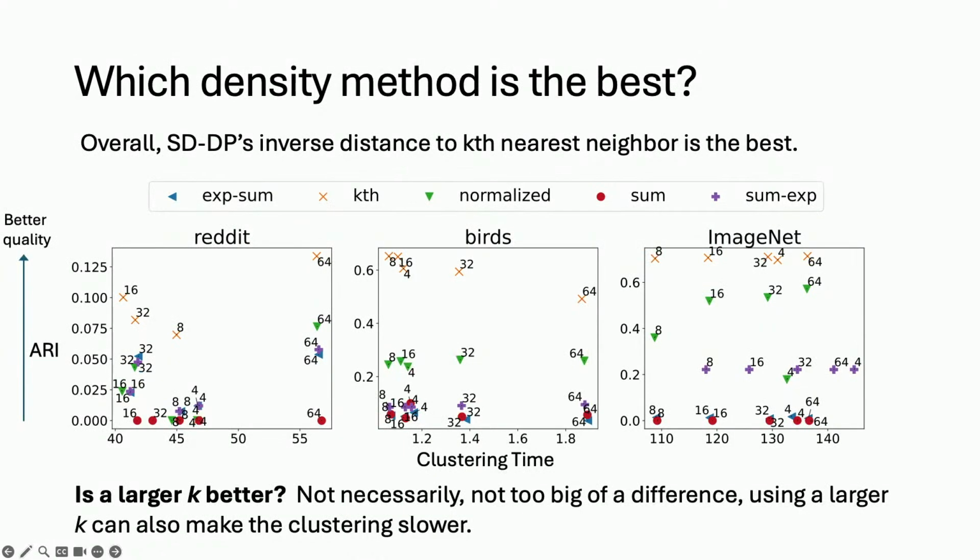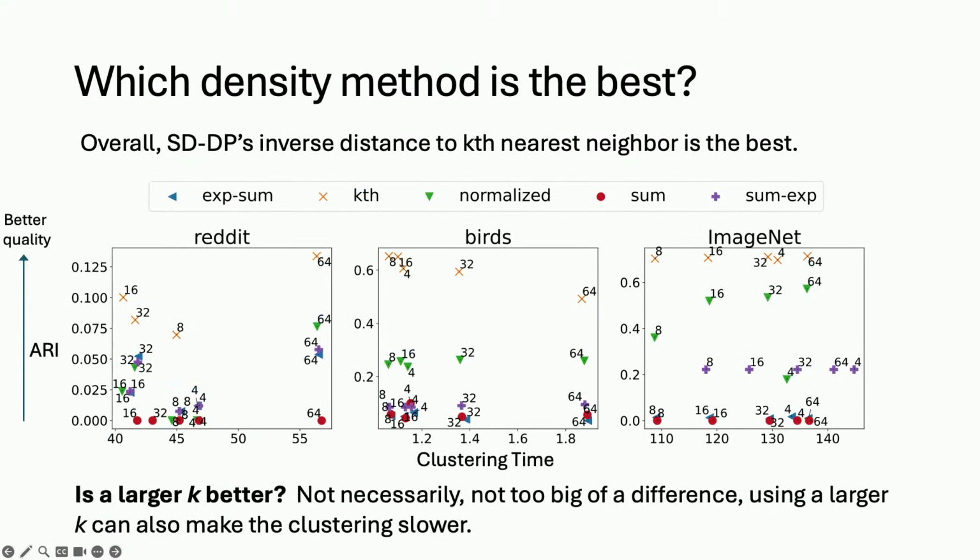And we see that it's not necessarily better. So we found that using a modest value of k, like k equals 16 or 8, actually gave us pretty good clusters already. And then using a larger value of k doesn't necessarily improve the ARI. In Reddit, it does, but for this burst data set, it doesn't. But it does increase the running time because now you have to search for more nearest neighbors, and that takes more time.